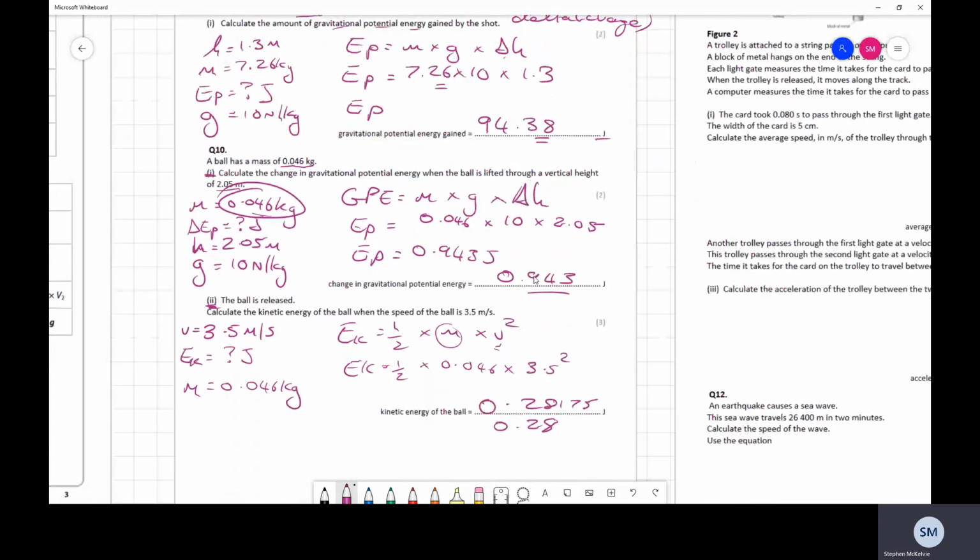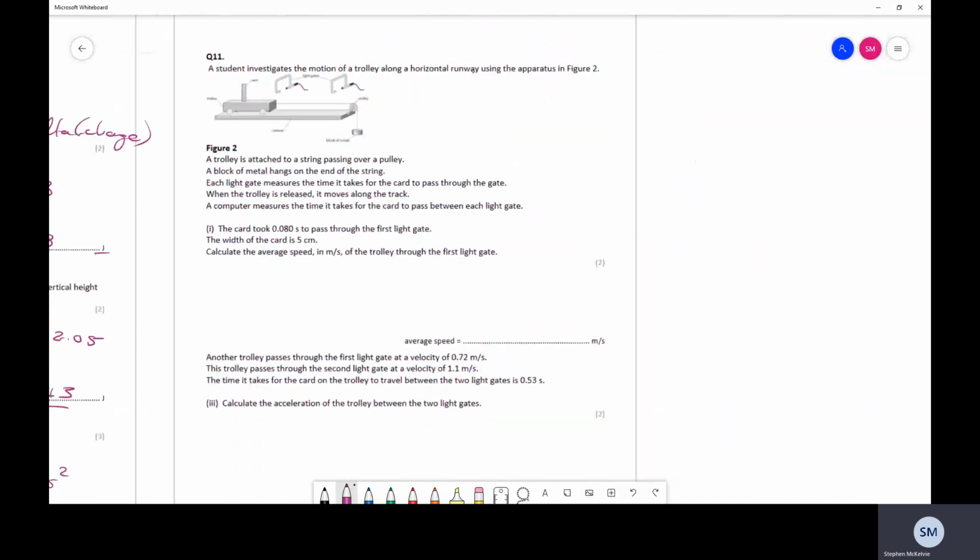Question 11. A student investigates the motion of a trolley along a horizontal runway using the apparatus in figure 2. Trolley, card, runway, block of metal, pulley, light gates. How exciting. A trolley is attached to a string passing over a pulley. A block of metal hangs on the edge of the string. Each light gate measures the time it takes for the car to pass through the gates. So I'm going to get one time here. I'll call that T1, and this will be T2.